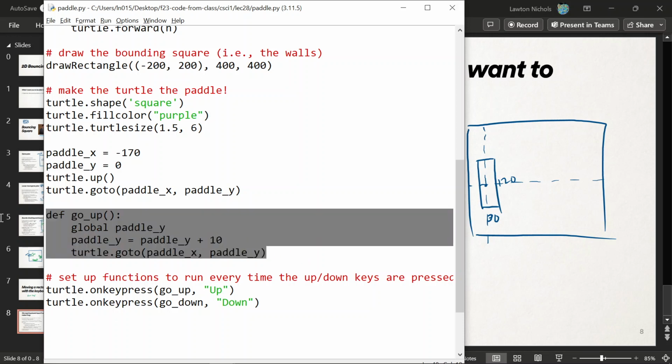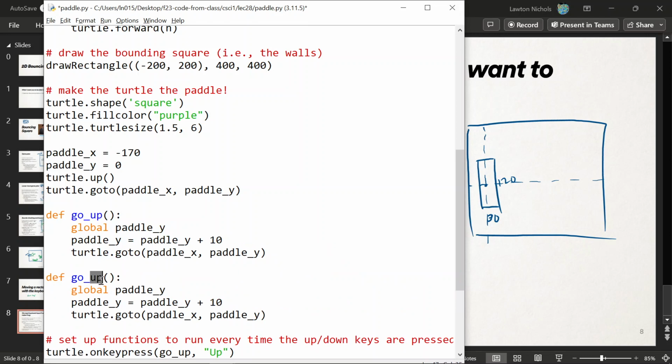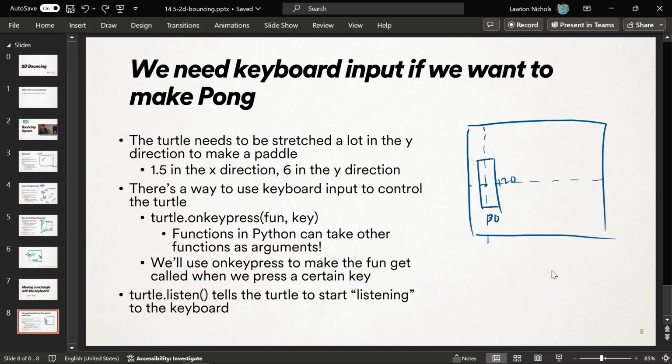So that's go up, and then go down is exactly as you would expect. Go down, mess with the paddle. If I press the down arrow, I want the paddle to move downwards, so whatever its Y coordinate is, make it smaller. Do minus 10.